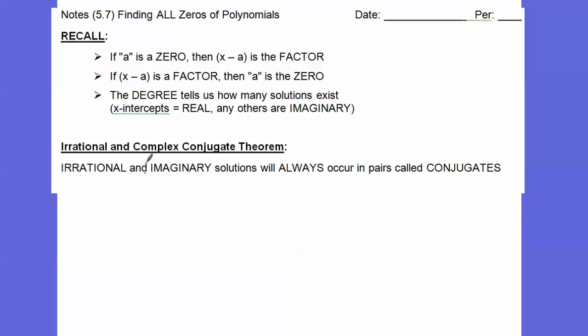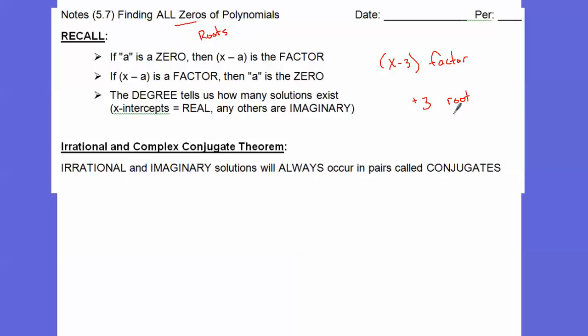Hi, this is a lesson on finding all of the zeros or the roots of a polynomial. This is talking about if a is 0, then x minus a is a factor. If x minus a is a factor, then a is 0. All that is saying is what we learned from quadratics, that if I have a factor that looks like x minus 3, then positive 3 would be considered a root.